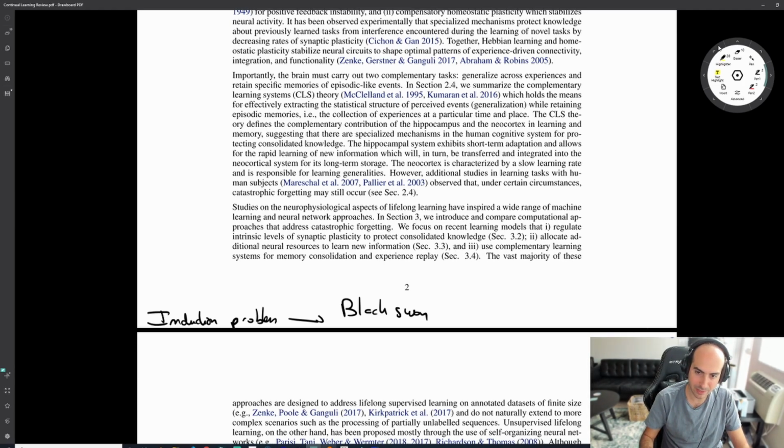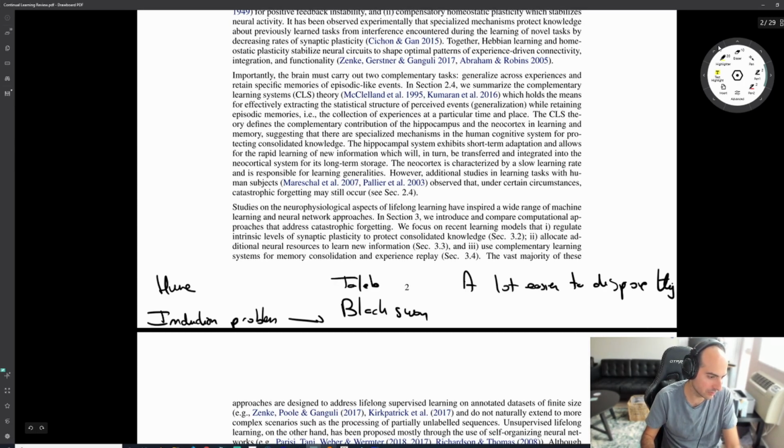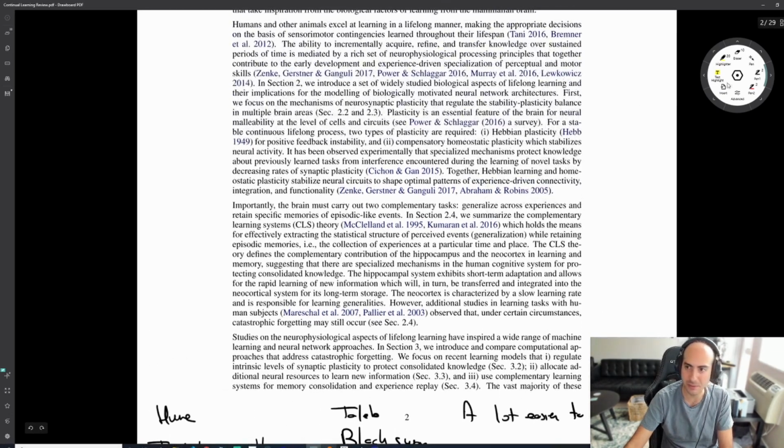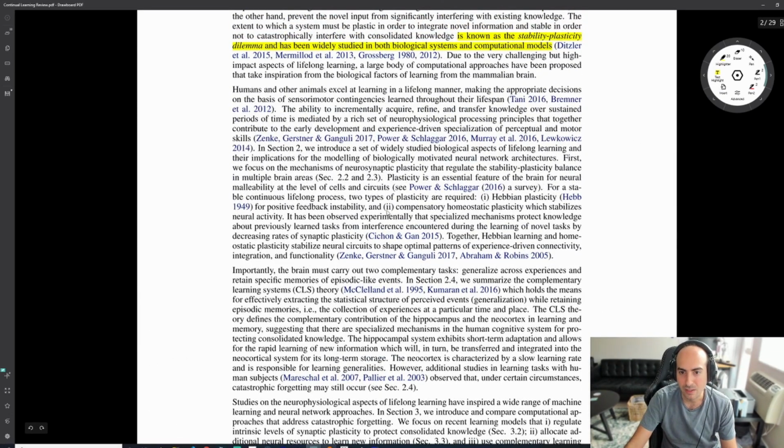And my point is that it's a lot easier to disprove things. Much easier. So this is the induction problem by Hume, and then I think this is what Taleb calls the black swan. So that's a very important thing to think about, I think, when you're dealing with these things.